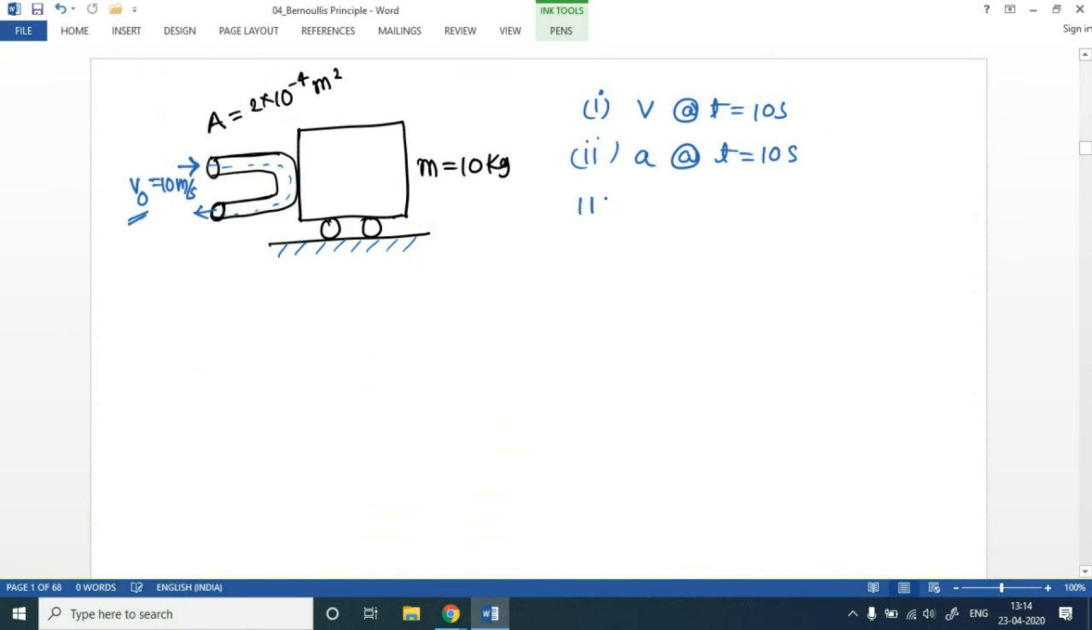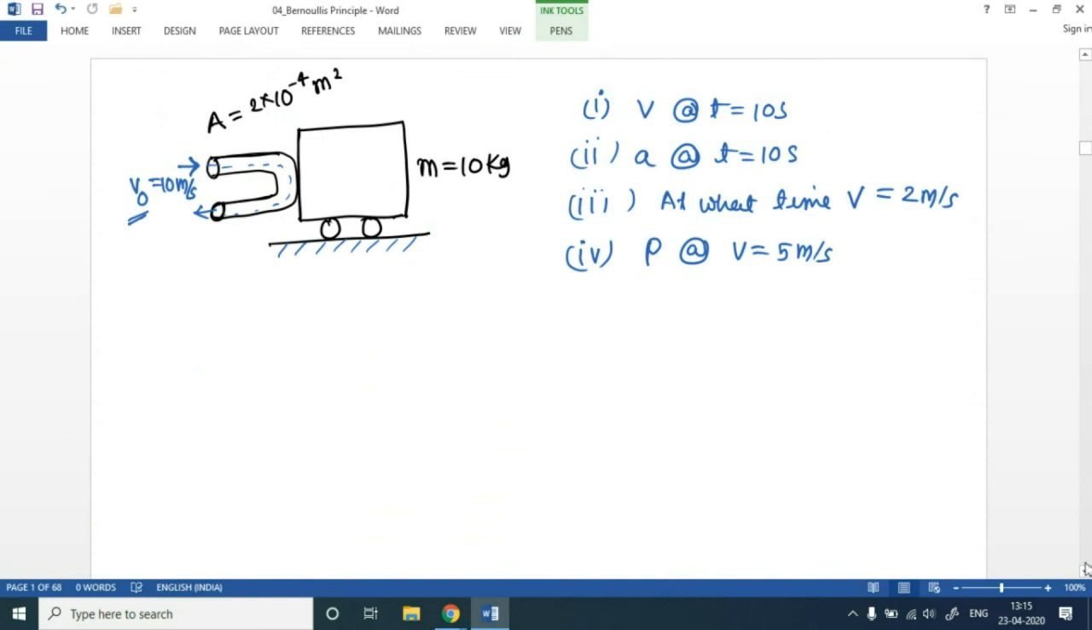And the third thing we want to find out here is at what time v becomes, say, 2 meter per second. And the fourth is the power supplied to the cart when its velocity becomes 5 meter per second. So these are all the things we wish to find out.